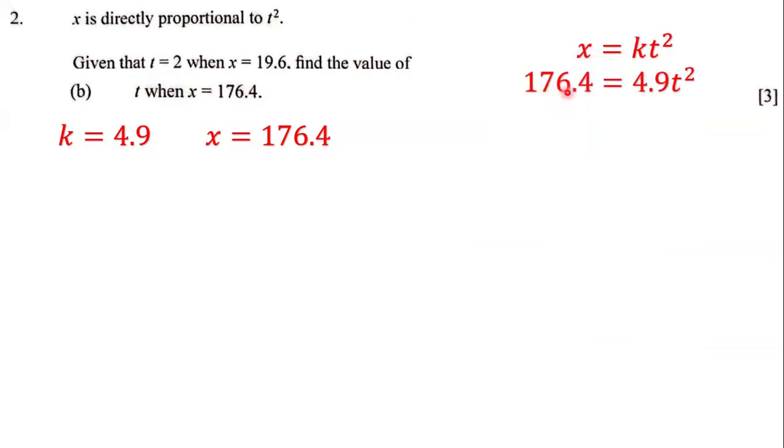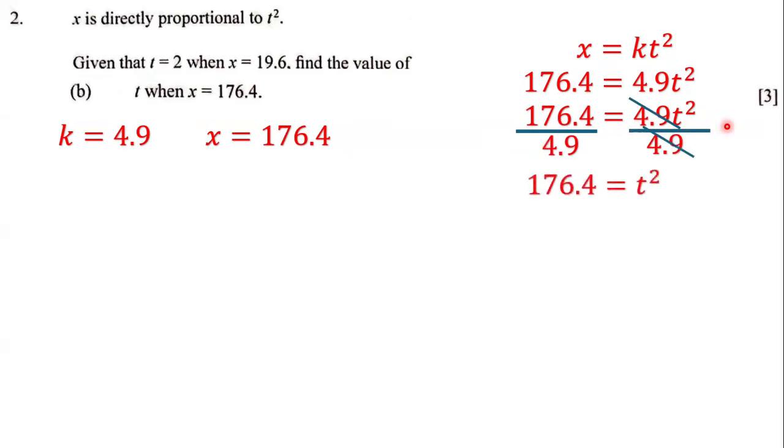Again, x is equal to 176.4 and k is equal to 4.9. But we have to figure out what t is, right? And so what do we do? Well, we divide both sides of this equation by 4.9. This cancels out with this, and so we are left with t squared is equal to 176.4 divided by 4.9.